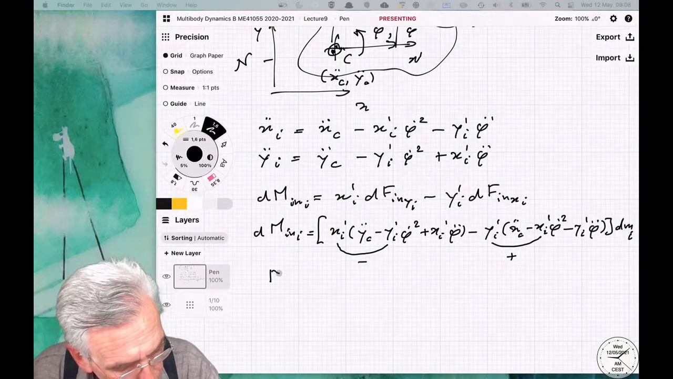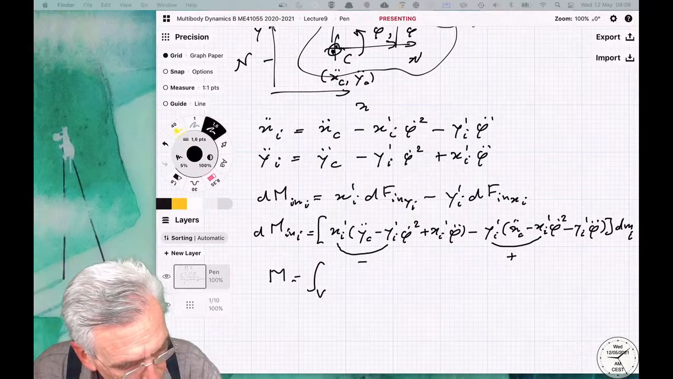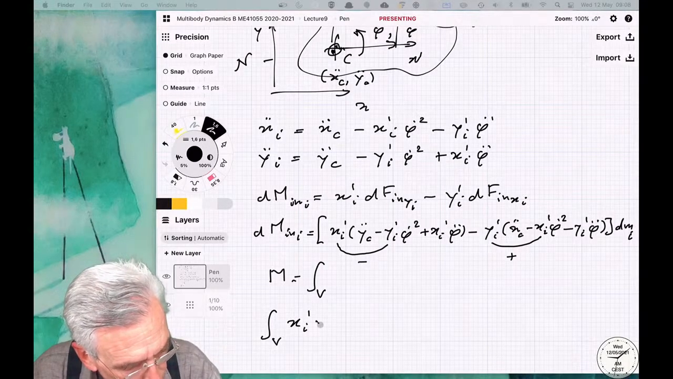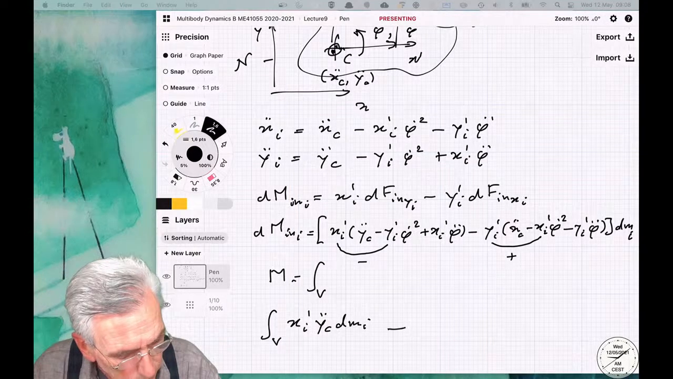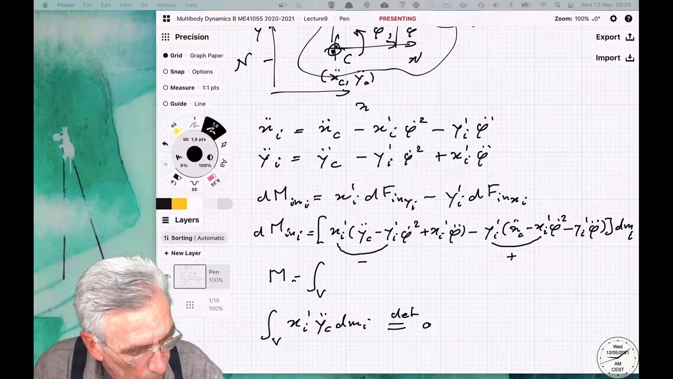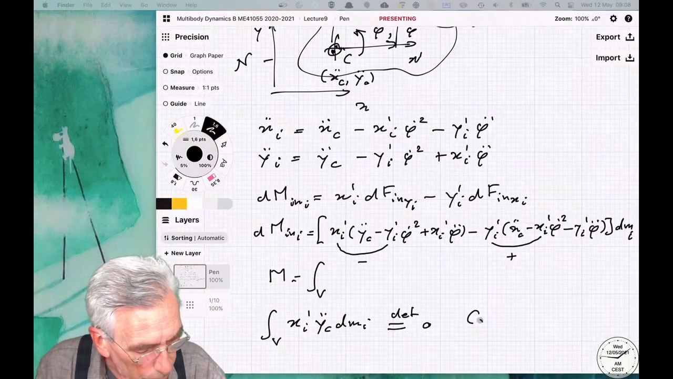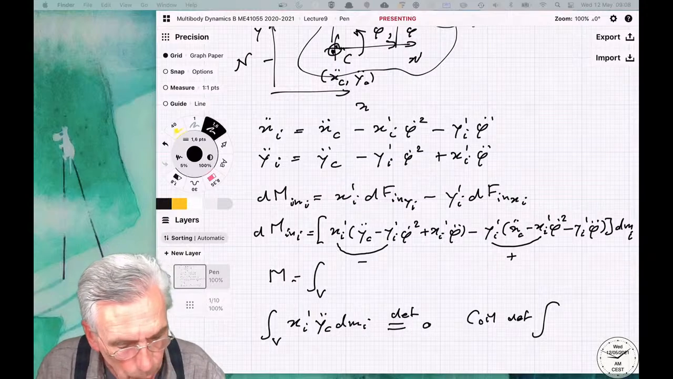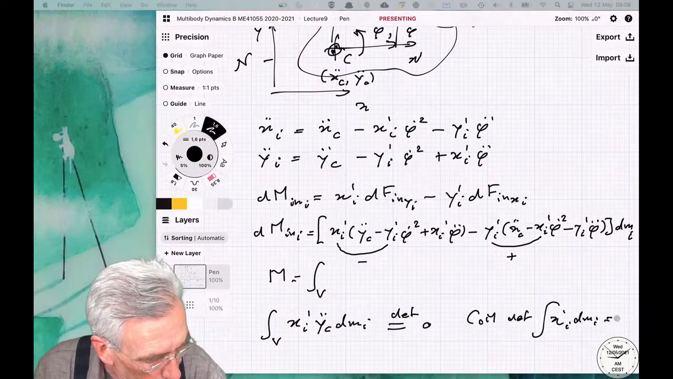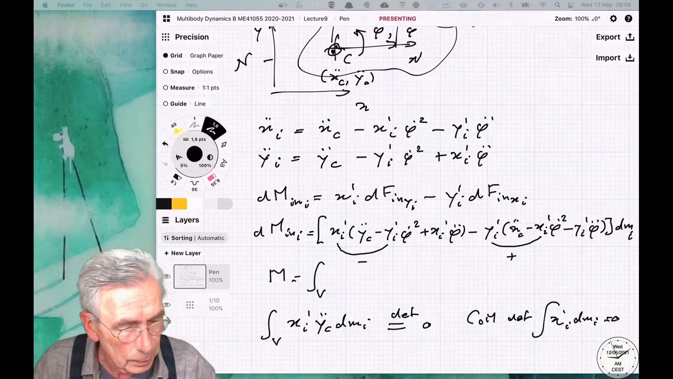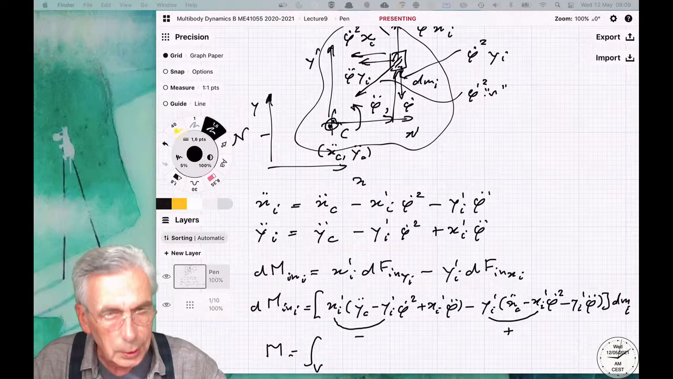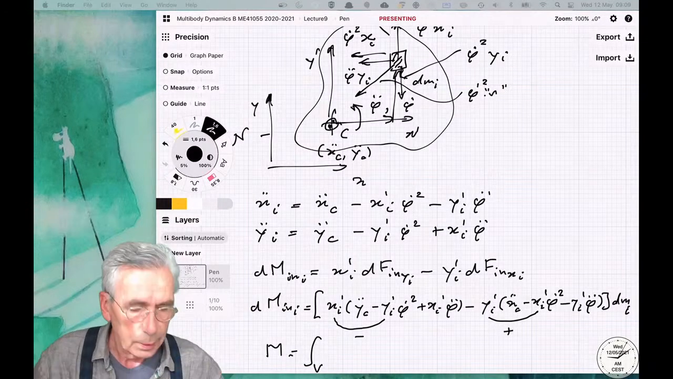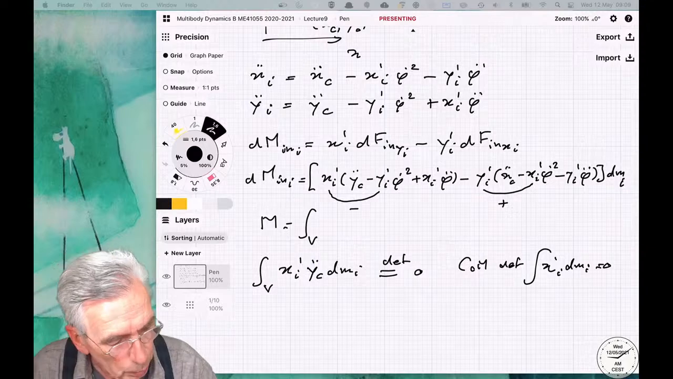And of course for the whole body, we have to do the integral over the volume. Then the remaining part is the integral over the volume of xi prime times y double dot c dmi. And the nice thing is that by definition this is zero, because the COM is defined such that the integral of all these distances times the mass is zero. That's the whole definition of the center of mass: the point such that the sum of the masses times distance is zero, like an equilibrium, static. And since this is a constant term for the whole body, by definition that's zero.